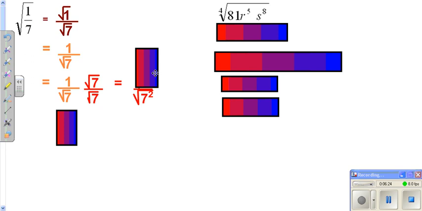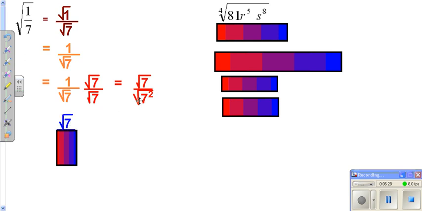Now you multiply across, you get a 1 times your root 7 on top. So you get a root 7 on the top, your root and your squaring on the bottom undo each other, and you just have 7.